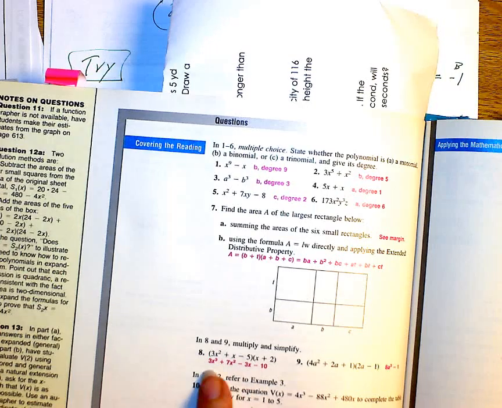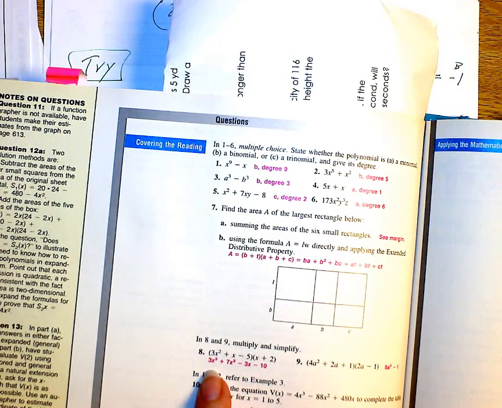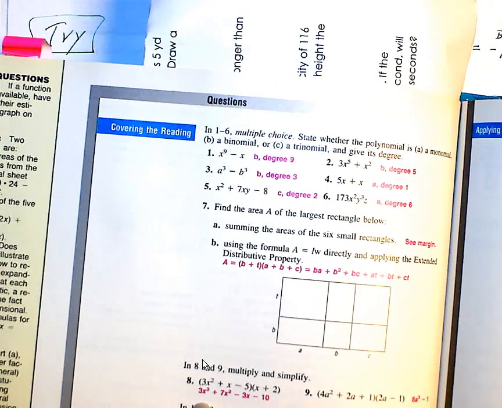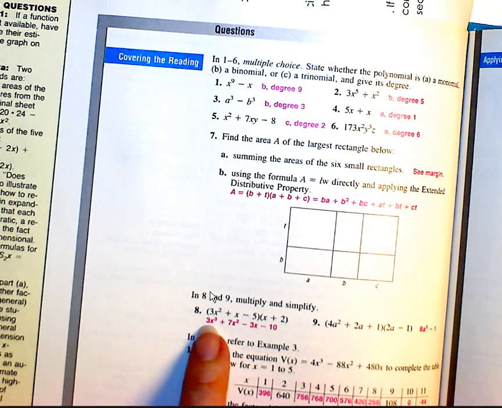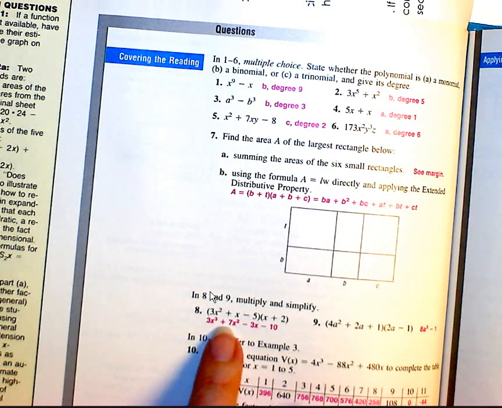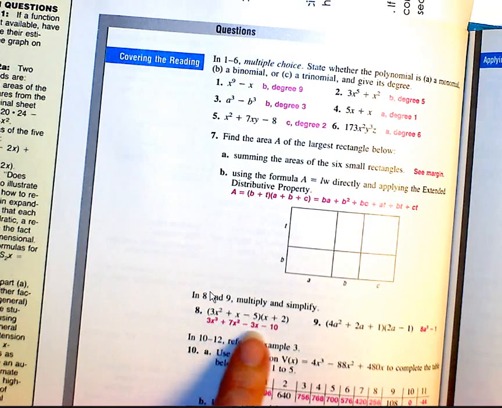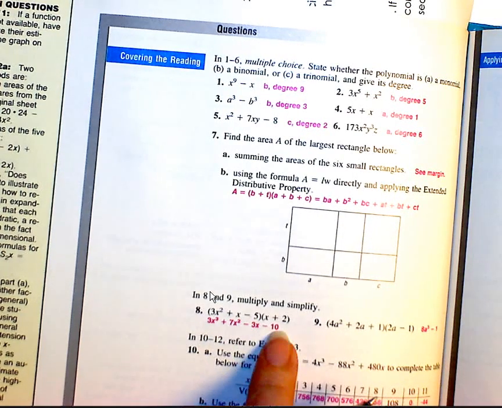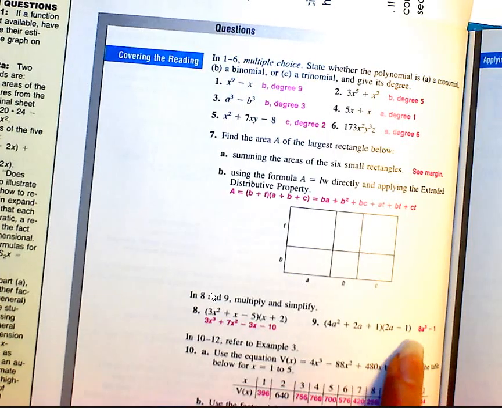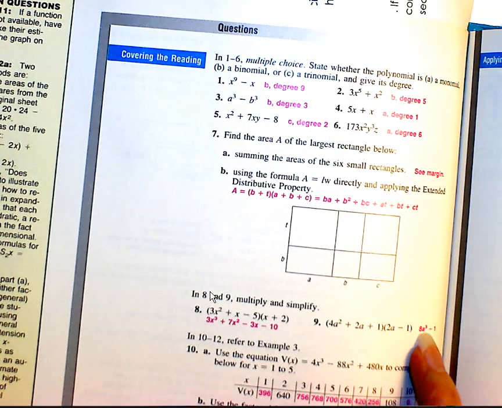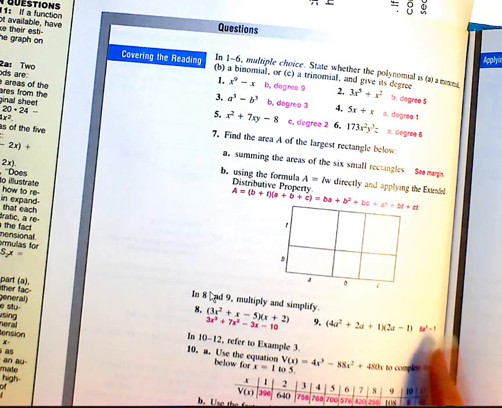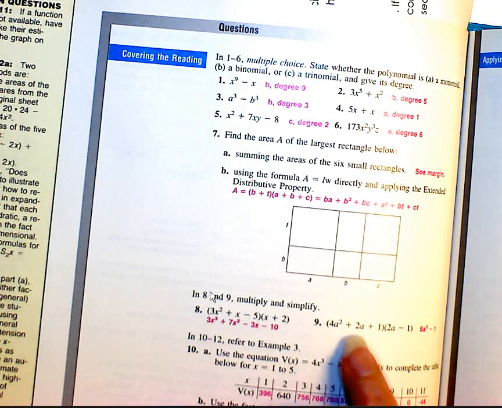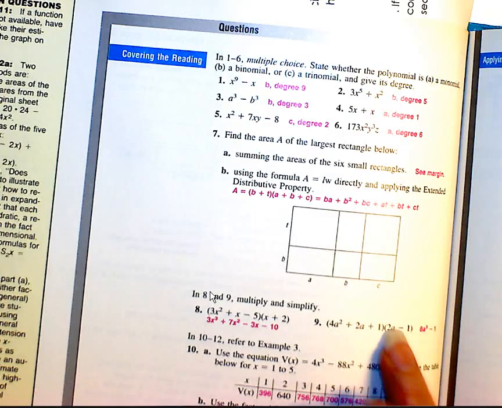Number 8 you have is 3x cubed plus 7x squared minus 3x minus 10. And 9 is 8a cubed minus 1. And if you think about it, number 9 is what we just did. To undo it, see how that's what you started with. So hopefully that one looks really familiar.